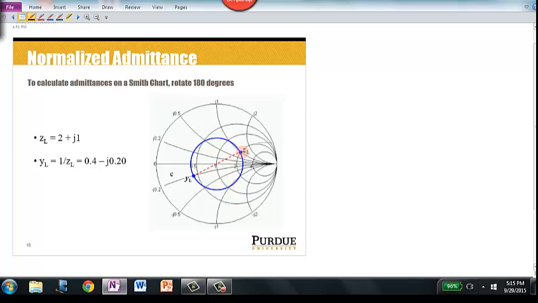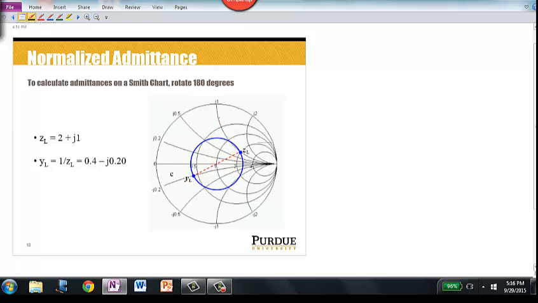So you normalize your load impedance, as we've shown in a variety of examples now. You draw your operating circle centered at the origin of the Smith chart. Then you just draw a straight line from the normalized impedance point through the center of the Smith chart, and you make sure that line extends to the other side of the operating circle. And where that dotted line I've drawn intersects with the operating circle is your admittance point for the load.